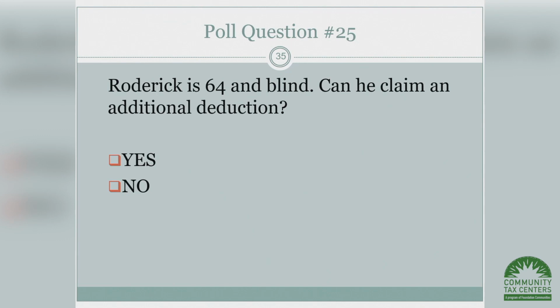Roger is 64 and blind. Can he claim an additional deduction? How many says no? How many says yes? The yes have it. Because he is blind, age wouldn't impact here, but because he's blind, he would get that additional standard deduction.